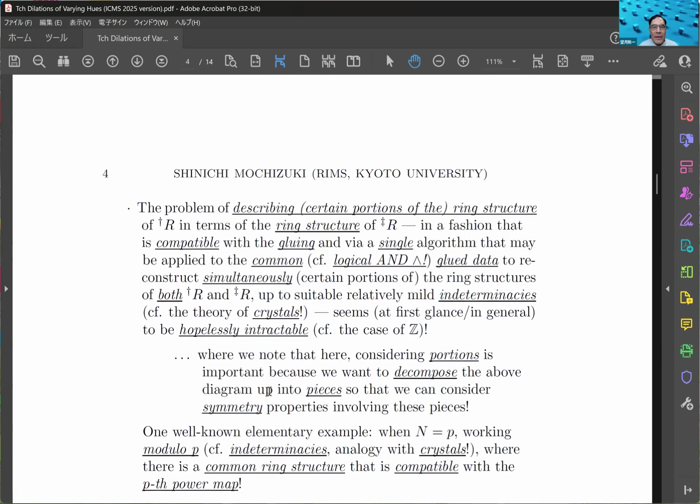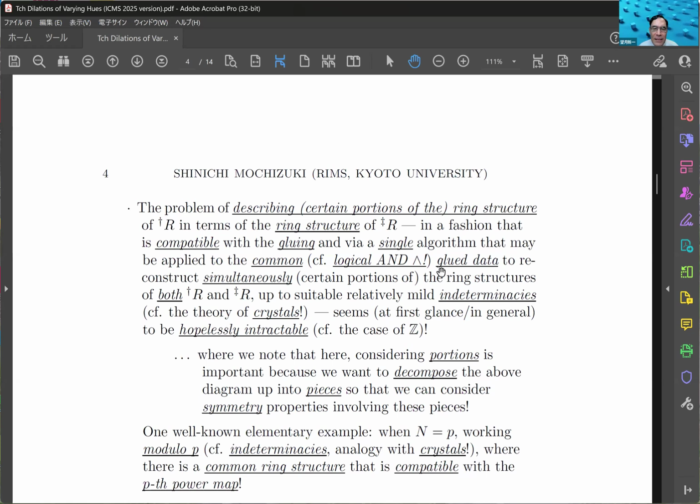So then one wants to consider the problem of describing certain portions of the ring structure of the left-hand copy of R in terms of the ring structure of the right-hand copy of R in a fashion that's compatible with the gluing and via a single algorithm that may be applied to the common glued data. So this is a logical AND operator.